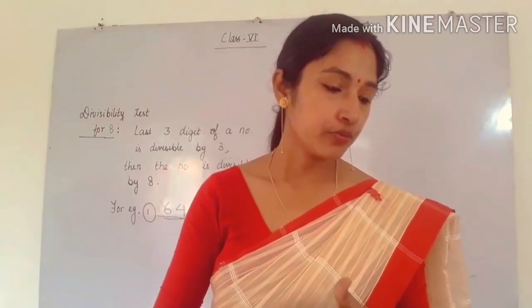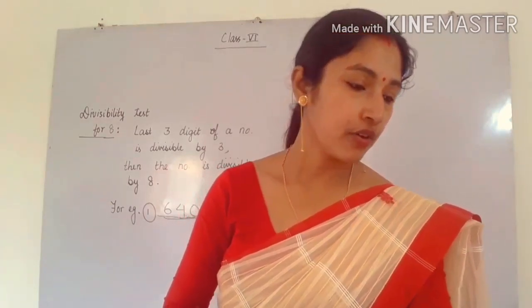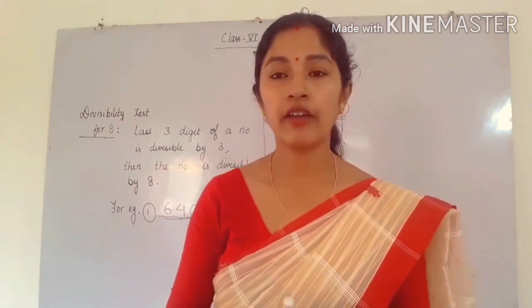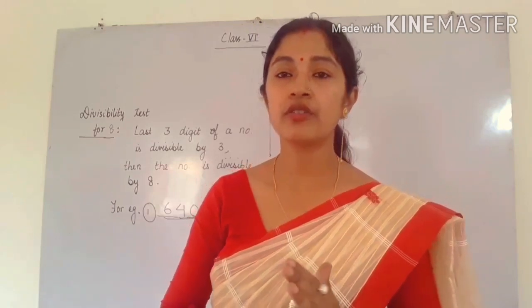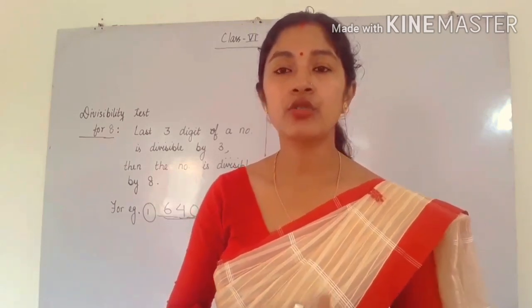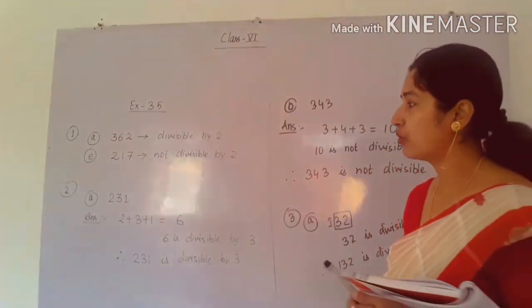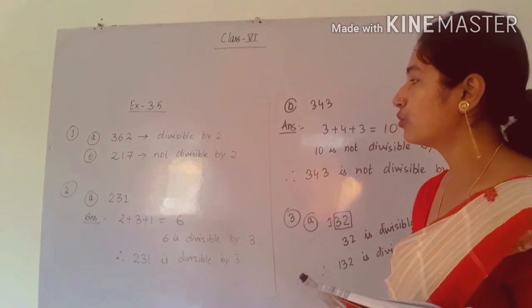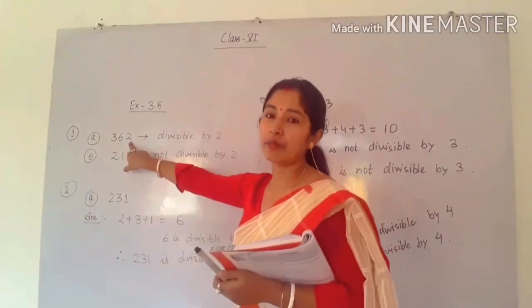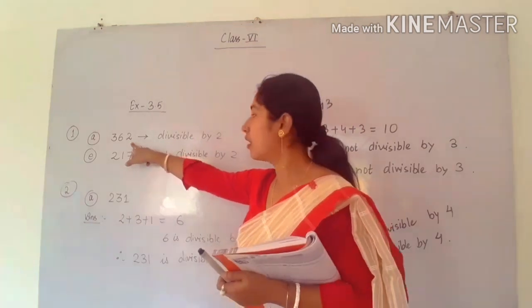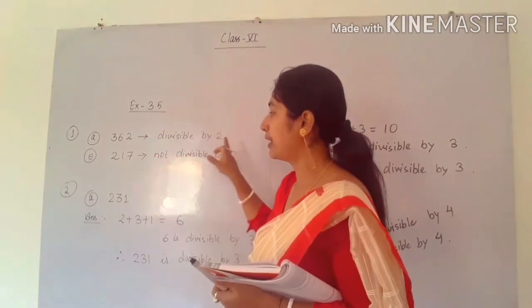Okay. So now I am going to do exercise 3.5 and 3.6. I will do one question of each, and the rest of the questions you have to do by yourself and send the answers to me. So come to exercise 3.5, question number 1. A. 362 is divisible by 2 as the unit place is 2. Okay, the ones place is 2, which is divisible by 2. So 362 is also divisible by 2.